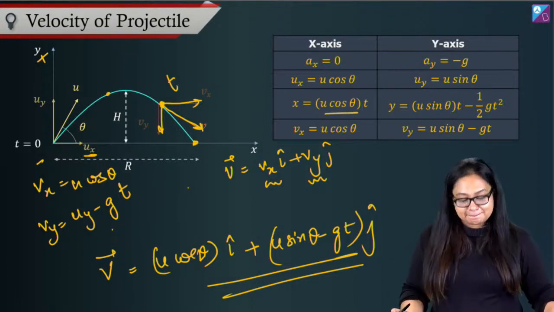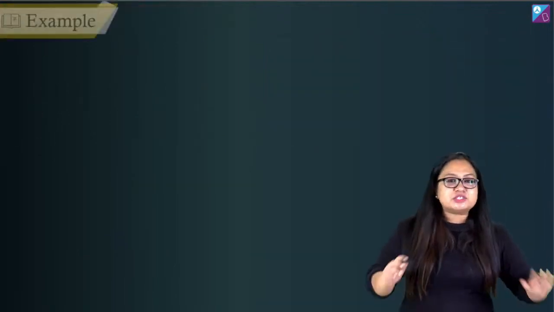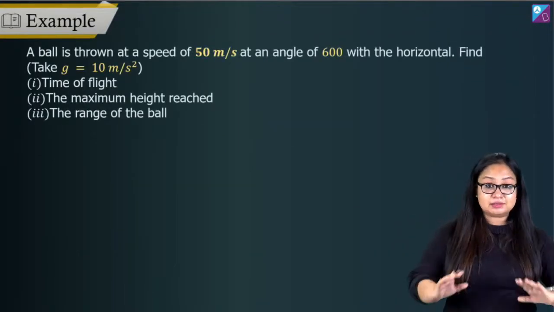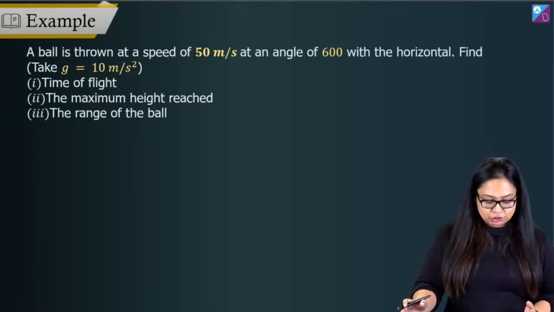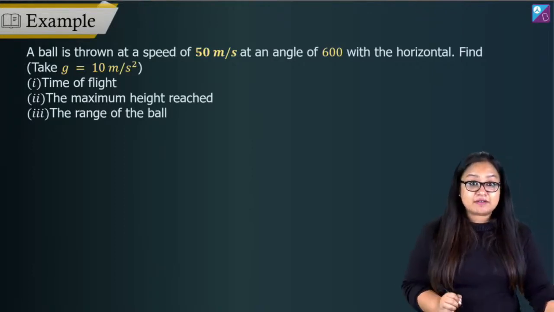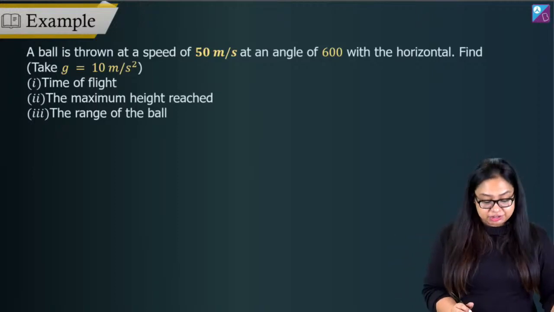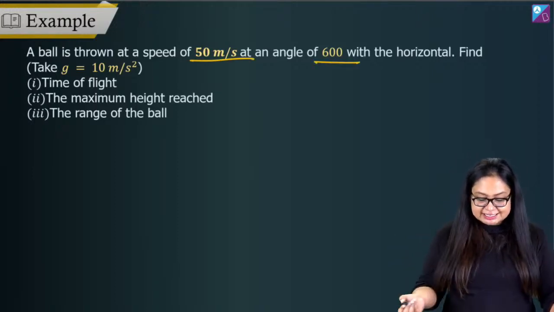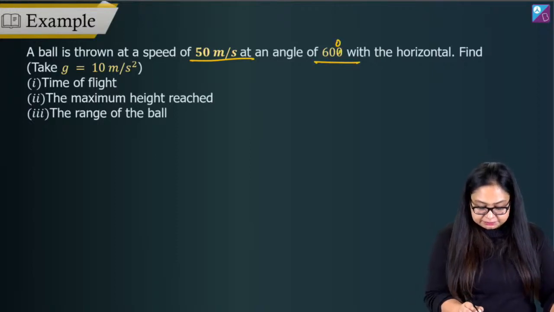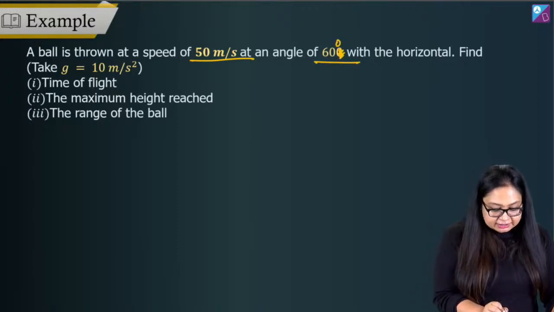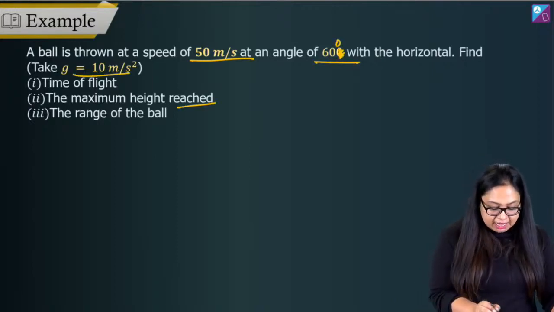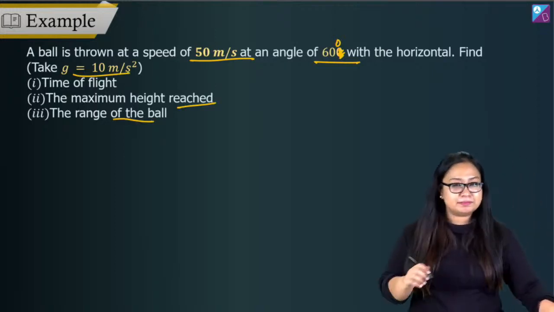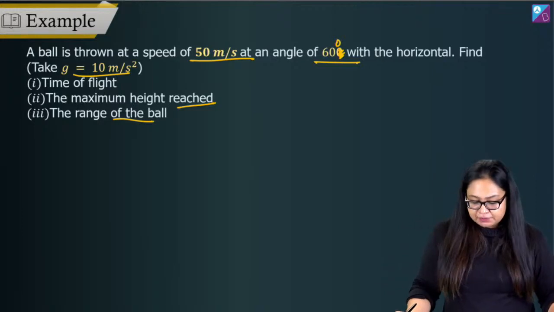All right? Okay. Now let's solve this question. Simple application of concepts, but important to do. So quickly solve this. I have a question here. Write the answers in the chat window. A ball is thrown at a speed of 50 meters per second at an angle of 60 degrees with the horizontal. Find time of flight, maximum height and range of the ball. g is 10 meters per second square.